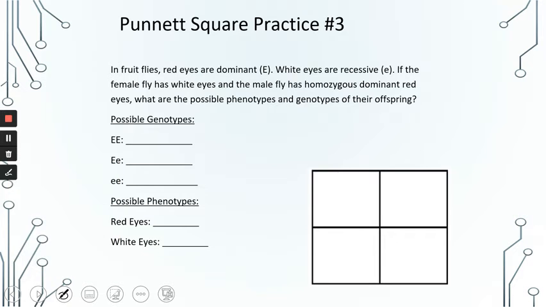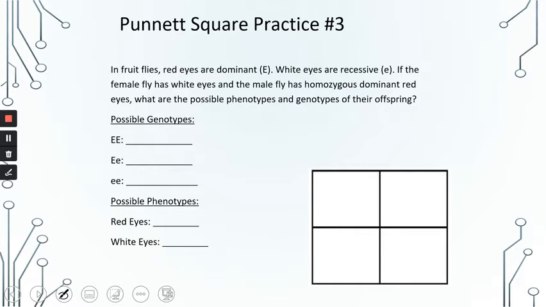All right, so here it says in fruit flies, red eyes are dominant, white eyes are recessive. So we're going to use capital E for dominant and lowercase e for recessive. If the female fly has white eyes and the male fly has homozygous dominant red eyes, what are the possible phenotypes and genotypes of their offspring?